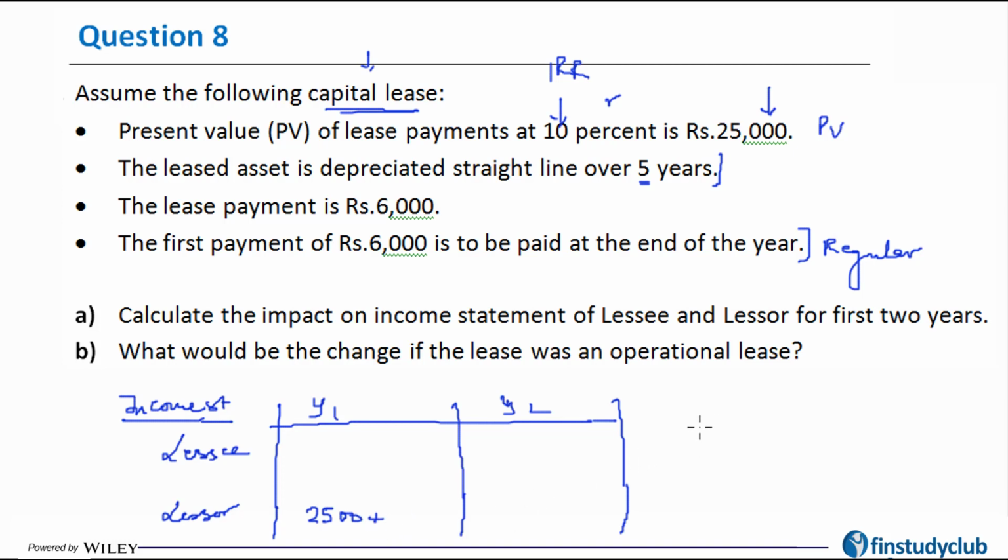Now in the second year, if you make the quick calculation, out of the total principal of 25 plus interest, the total lease receivable is 27,500. During the year he recovered 6,000, therefore the closing lease receivable is 21,500, on which again in the second year he is going to earn 10%, so his income is going to be 2,150.